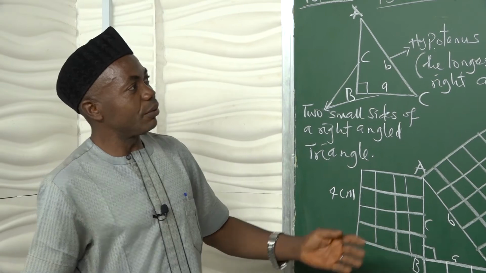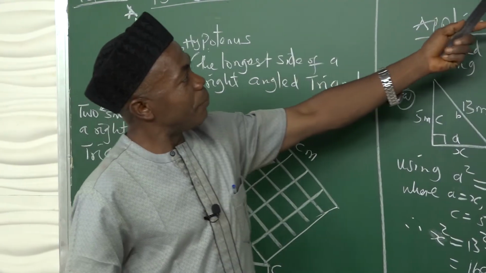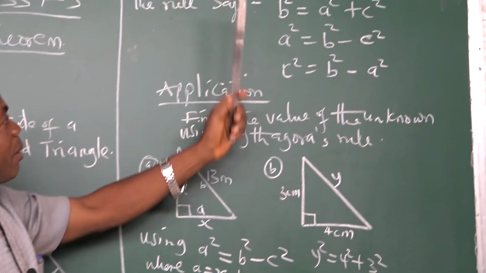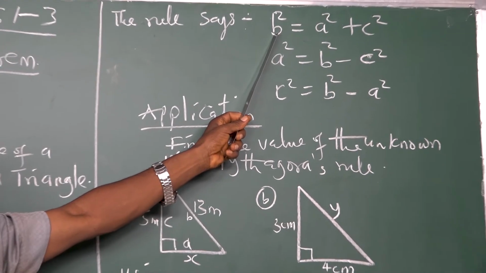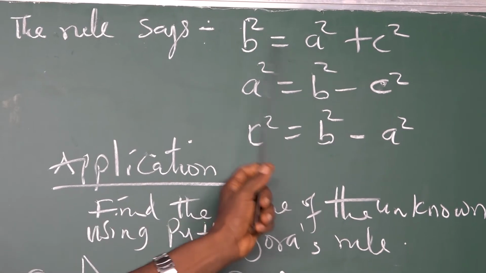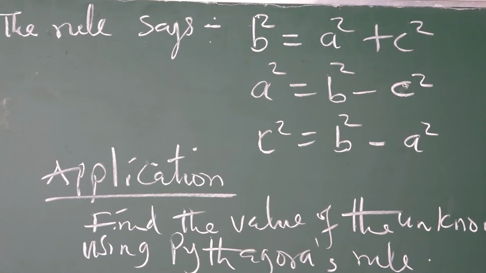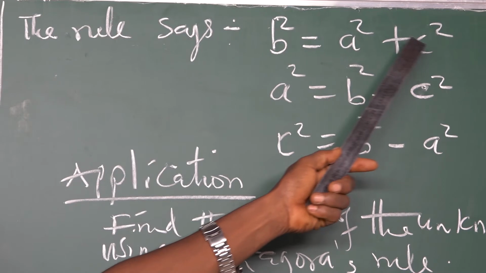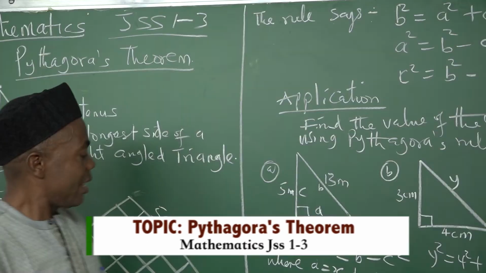What did he say in conclusion? I'm taking you over to this page. He said that B squared, remember I told you B represents the longest side, the hypotenuse, is equal to the addition of the squares of the two small sides of a right-angled triangle. That's A squared plus C squared.